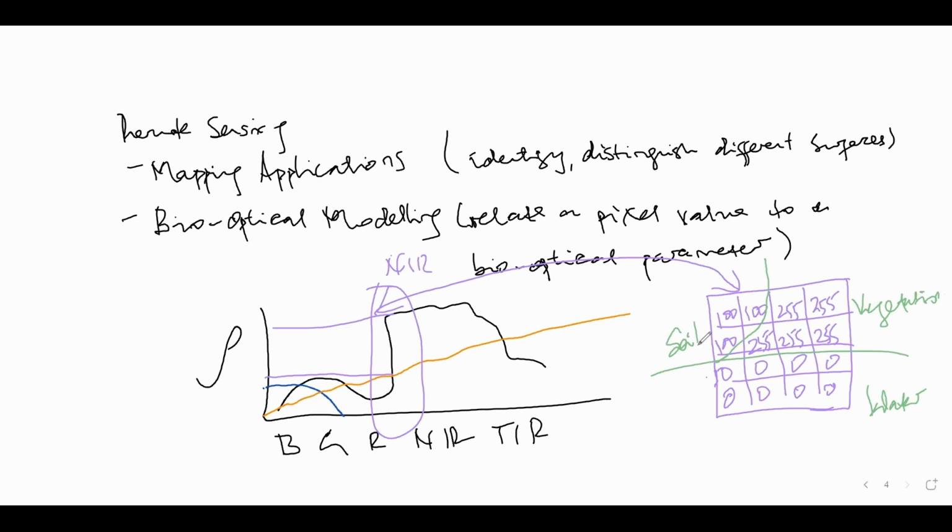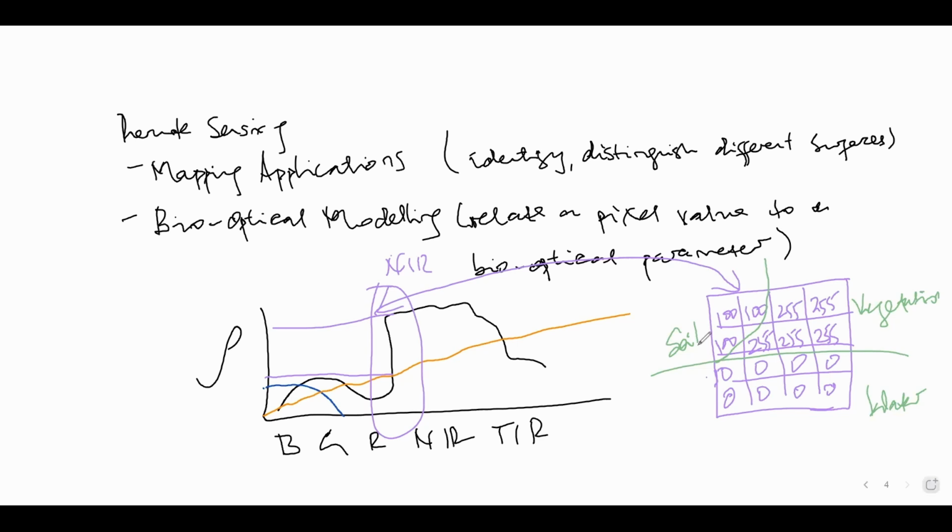So when it comes to mapping, we want to identify and distinguish different surfaces. And why is that important? The applications are numerous. We want to identify different vegetative surfaces or different land covers. It helps us with the mapping. We want to come up with land cover maps of our different areas. We want to appreciate trends.